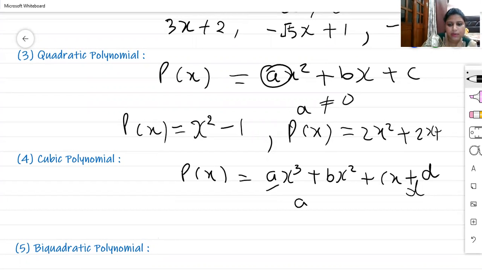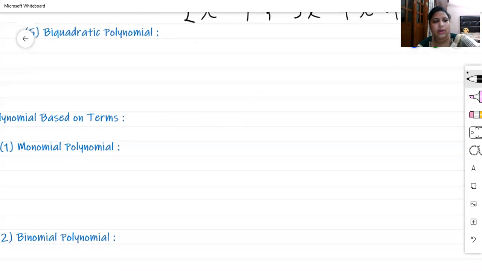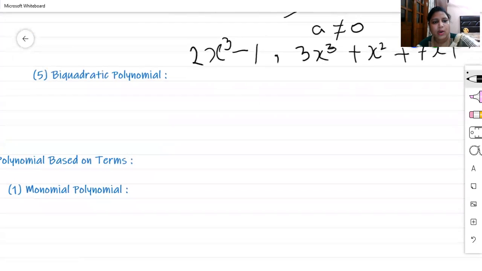Here e cannot be equal to 0. And examples of cubic polynomials are x cube, 2x cube minus 1, 3x cube plus x square plus 7x plus 1. So these are examples of cubic polynomials. Now, next is the biquadratic polynomial.